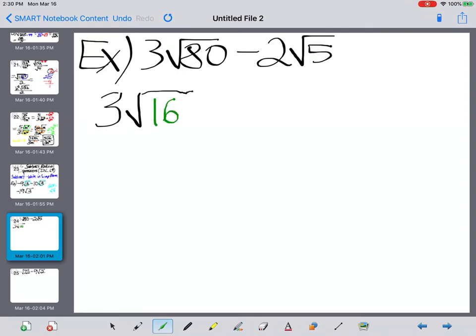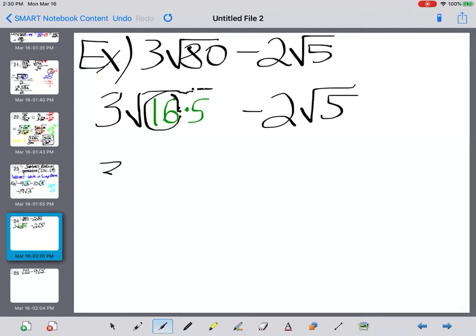So if I were to divide 80 by all these perfect squares, I know that 4 goes in 80 as well, but 4 is not the biggest perfect square that goes in it. But if I do 16 times 5, that will give us 80. So, 16 times 5, and then I'm going to be taking away 2 on the square root of 5. I can't really do anything on that part. So, 16 is a perfect square, so I'm going to circle it because I know it's going to come out.